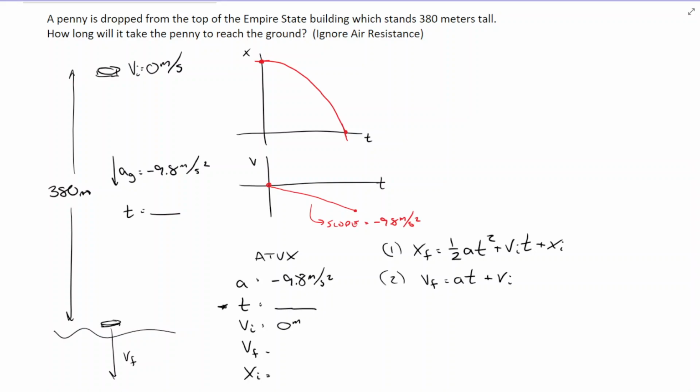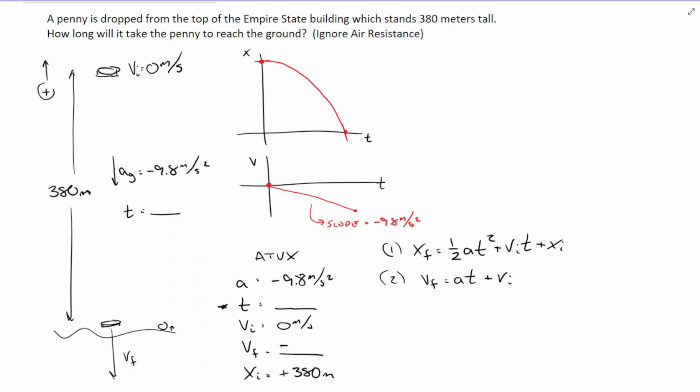We start with no velocity, and we finish with some unknown velocity. I don't know what that is. I do know it's going to be negative, so it might be helpful to put a negative sign in here, just for practice. And we're going to start at the top of the building. If the positive direction is up and we decide to call the ground 0 meters, then we start at positive 380 meters and we finish on the ground.